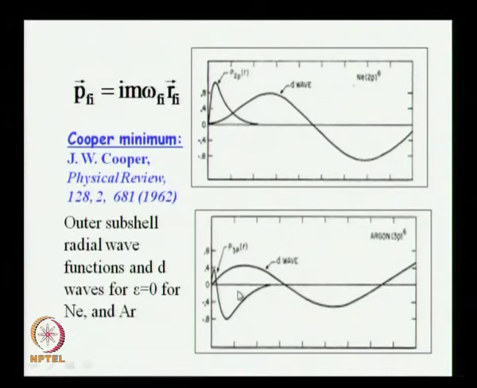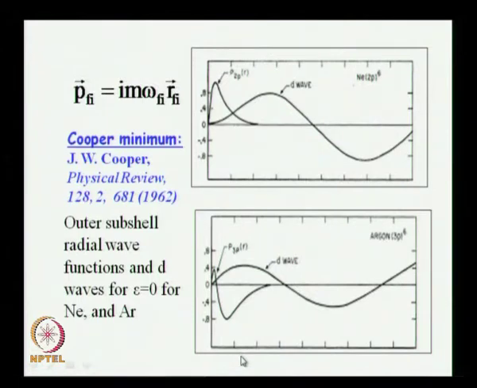The number of nodes a radial function has, as we studied earlier, is n minus l minus 1. So for n equal to 2, 2p is nodeless, but for n equal to 3, 3p has one node. So here you see that 3p goes through a node, and now if you look at the overlap between the continuum d state and the initial state, for neon it is positive, whereas for argon this overlap is negative.